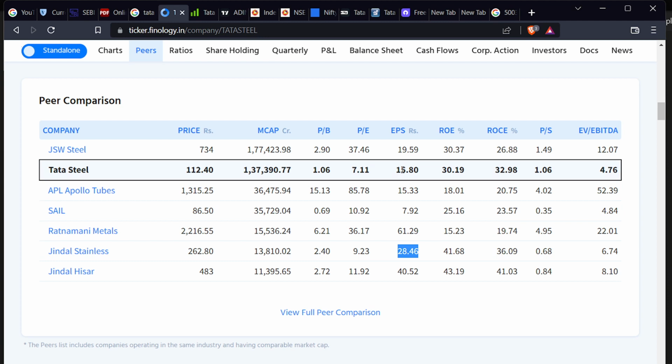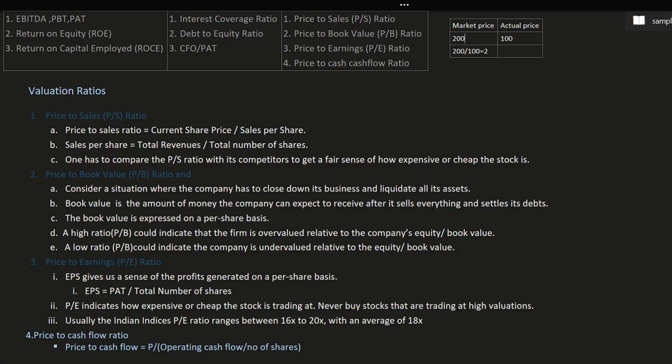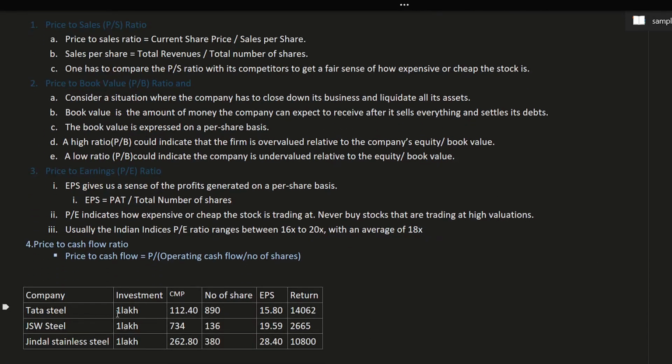So then which is better, Tata Steel or Jindal Steel? Then you need to do a calculation to see which is better. Here I have done a calculation, you can see here. For Tata Steel, if you invested 1 lakh, the current market price is 112, so the number of shares you can buy is 890. EPS is 15.80. So at the end of 1 year, you will get a return of 14,000.